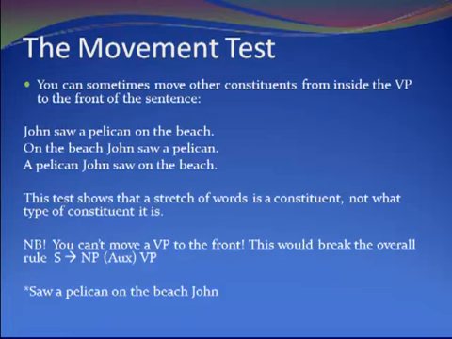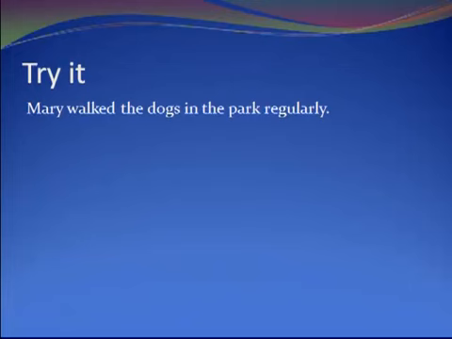What you can't do is move a VP to the front, the verb phrase itself, because that would break the overall rule of what a sentence consists of. Remember, a sentence is a noun phrase and a verb phrase, and there may be an auxiliary. If you moved the VP to the front, then the sentence structure would be VP NP, and that's not possible in English. So you can't say, saw a pelican on the beach, John. So the movement test here is quite good for finding adverb phrases, but it's got limited use for other constituents. But just try it anyway.